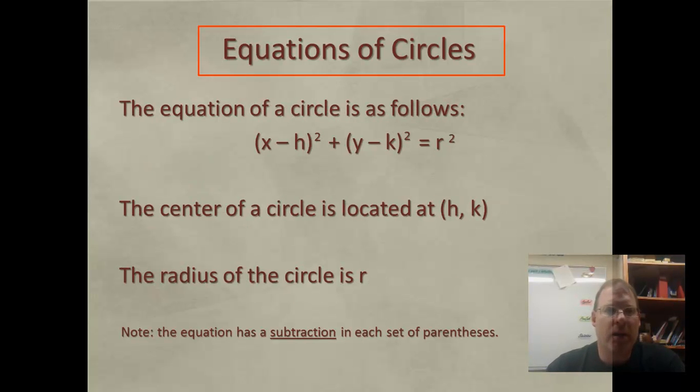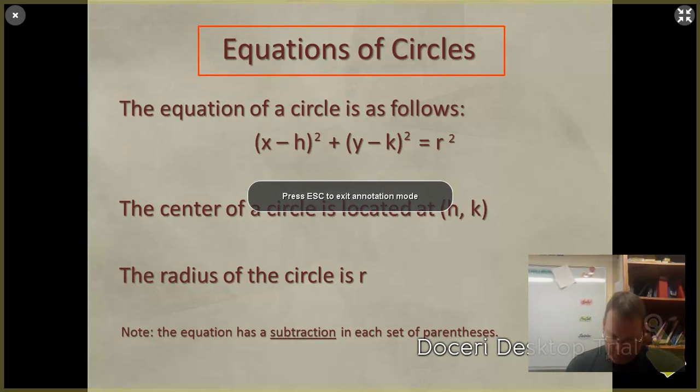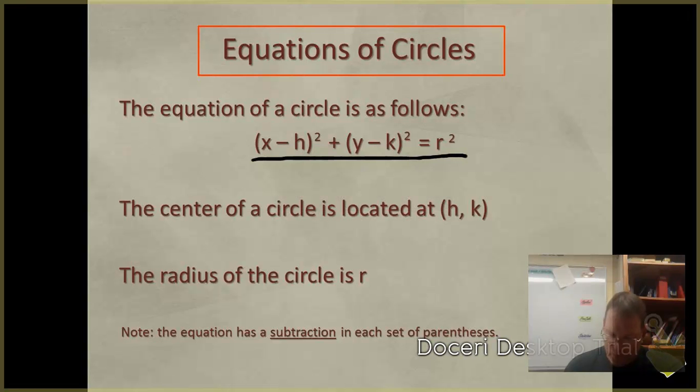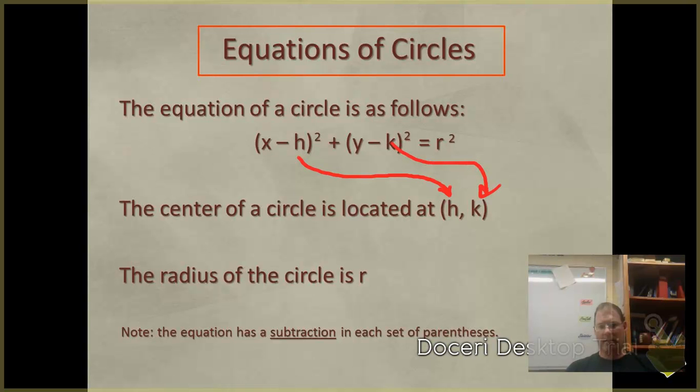Okay, the equation for a circle looks like this: (x minus h) squared plus (y minus k) squared equals r squared. Okay? When it's in that form, that means that the center of the circle is located at (h, k). And it also means that the radius of the circle is right there. So whatever the number is on the right-hand side of the formula, you need to take the square root of that number to actually find what the radius is.